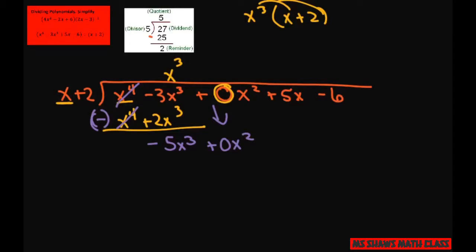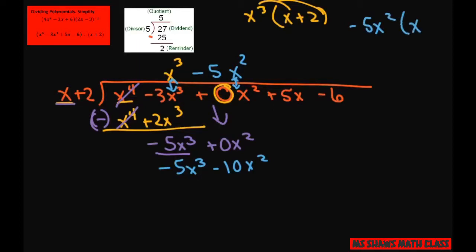What times x gives me negative 5x cubed? That's going to be negative 5x squared. Again, I keep all of these in order. So multiply that out. You get negative 5x cubed minus 10x squared. I'm just taking this negative 5x squared times my divisor. This was a plus.